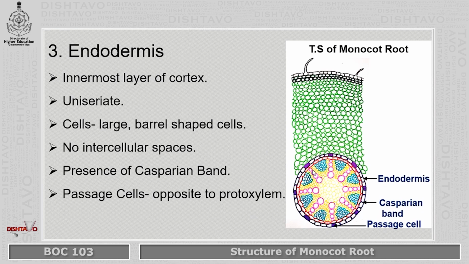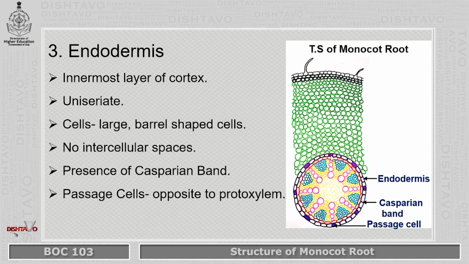It is uniseriate consisting of a single row of cells. The cells are barrel shaped and large. There are no intercellular spaces in between them. It shows presence of a special thickening called as Casparian band. This Casparian band is made up of lignin and suberin which prevents free passage of water from cortex to stele.